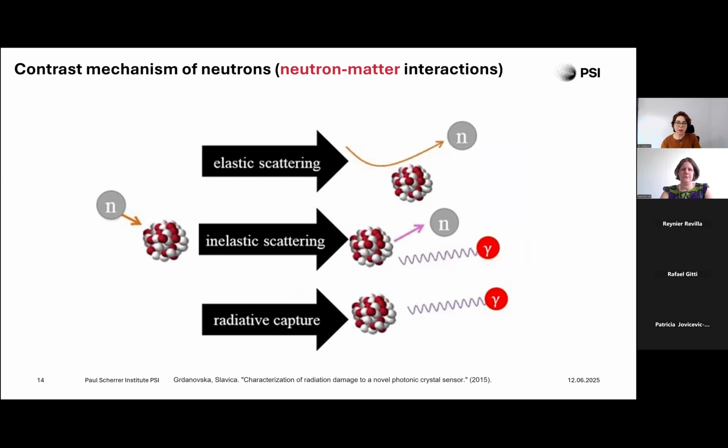So now that we talked about the complementarity of these two methods, let's look into a bit more detail at the mechanism behind how they create different contrast mechanisms. So looking at each beam creating different attenuations, or in other words, the way they interact with the materials they penetrate or want to image.